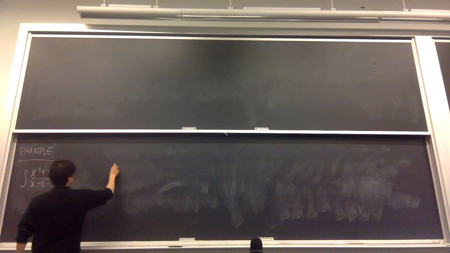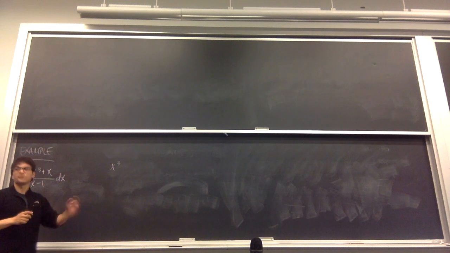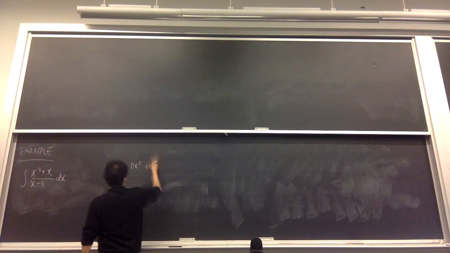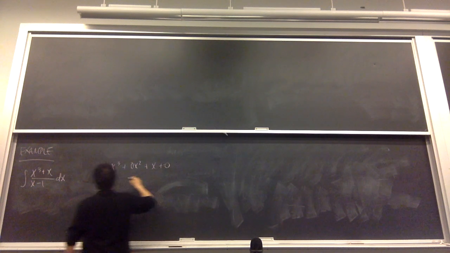So I want to take x cubed, and do yourself a favor and write in the zeros. That helps keep everything organized. So you get 0x squared plus 0, plus x plus 0.